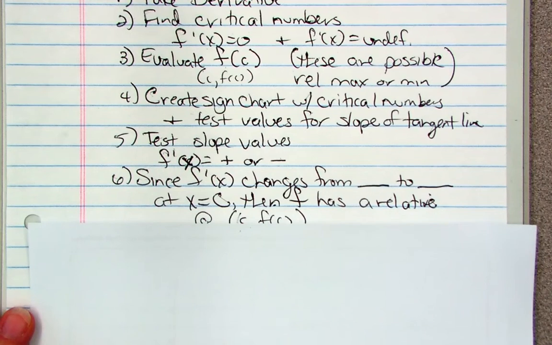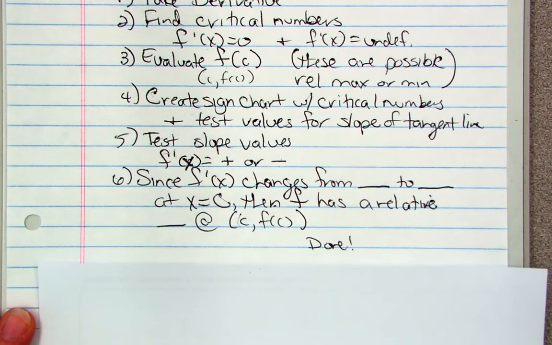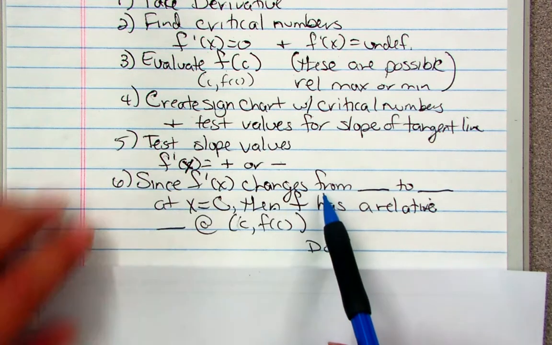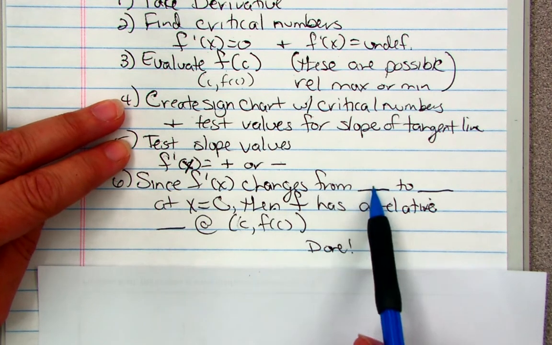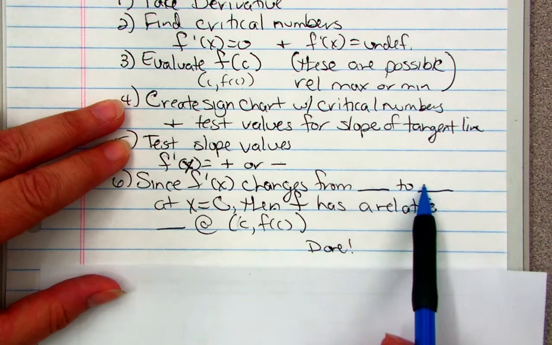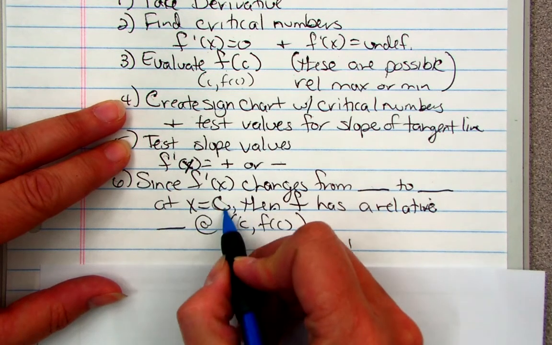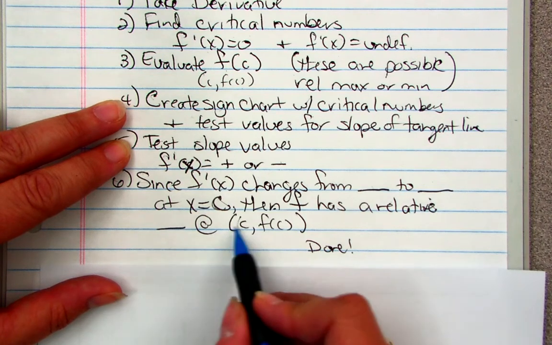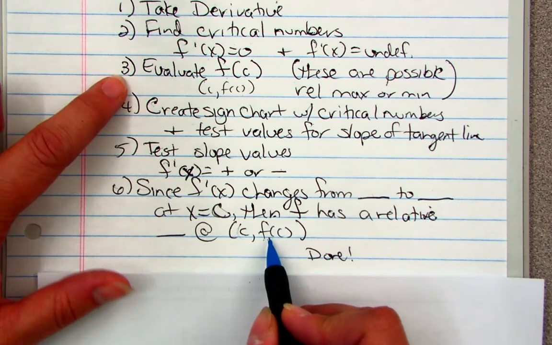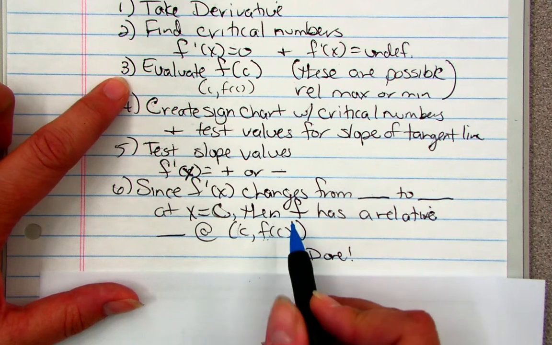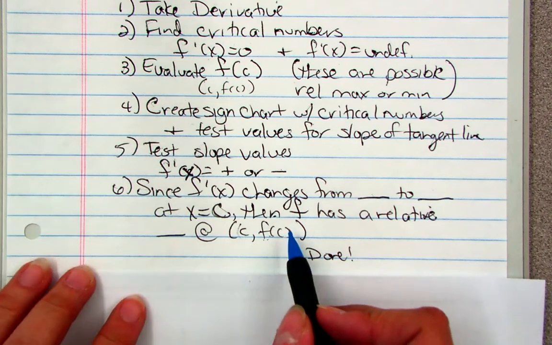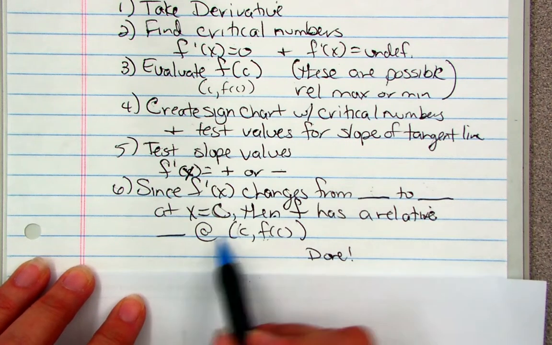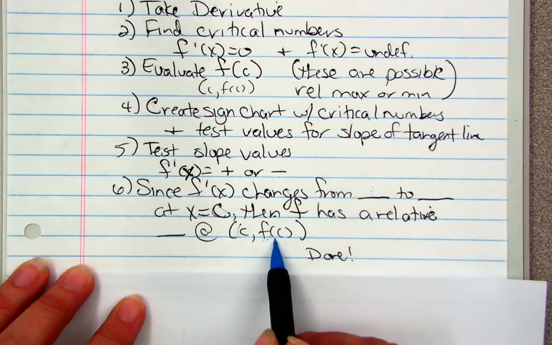6, this is how you're going to write the conclusion, and then you're done. Since f prime of x changes from, and you're going to find that out here, from positive to negative or negative to positive at x equals C, that's not a 0, C, whatever that is, then f has a relative min or max at whatever that ordered pair is. And we found that ordered pair already in 3. We set ourselves up for this answer. But again, we found out on the previous page, if it goes from positive to positive or negative to negative, then there is no relative min or max at this ordered pair.